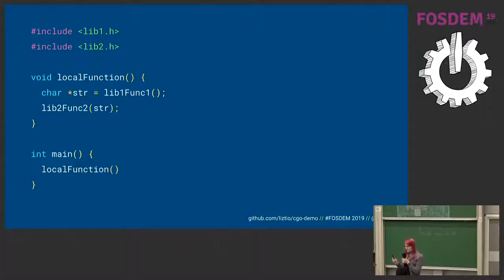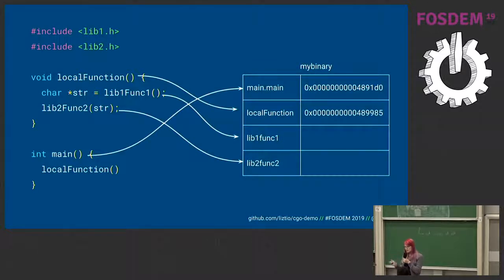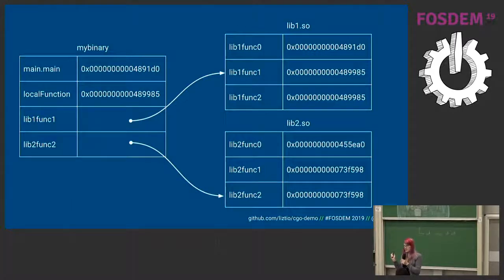Now, what if I'm using some other library? I've included lib1.h and lib2.h, and now I'm calling them both from local function. What is this going to look like? Well, the two functions that I know about are going to be defined properly, but the two shared functions are going to be undefined until I go to run the binary, when the linker, the dynamic linker, is going to find them, search them out, and link them into the program properly so it can run.